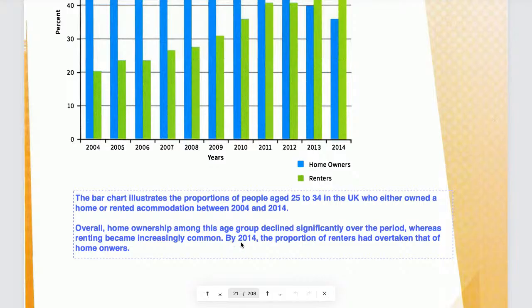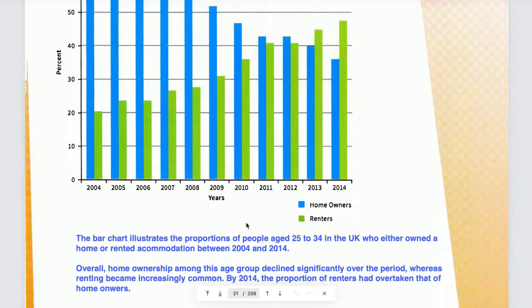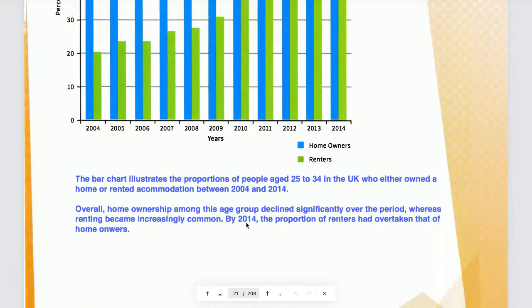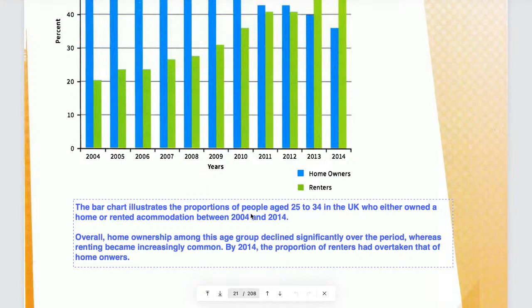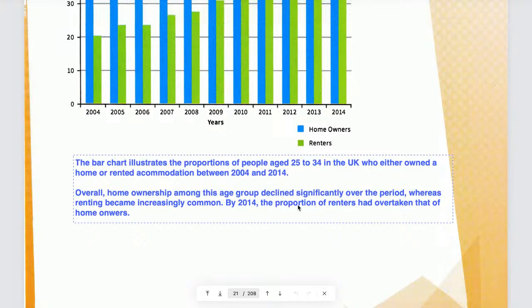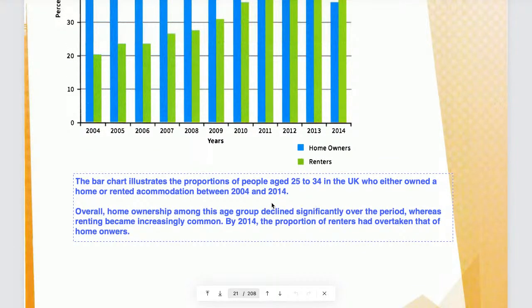And finally, we say by 2014, what happened? I mean, at the end of the period, what happened? We say the proportion of renters had overtaken that of homeowners. That means more people in the UK, of course in that age group, rented houses compared with the people trying to own a house. So we make a little comparison there. By 2014, the proportion of renters had overtaken that of homeowners.